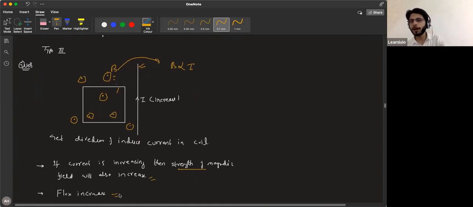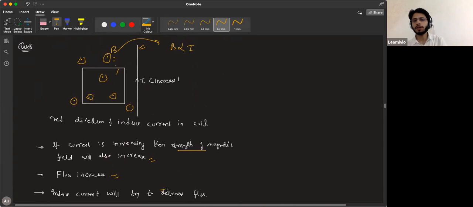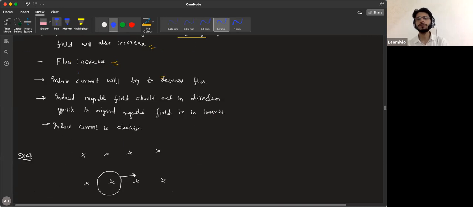The induced current will try to decrease flux. To decrease flux, the original magnetic field is outwards, so the induced magnetic field will be inwards. If the induced magnetic field is inwards, then direction of current is clockwise. This is the direction of induced current. If this current is decreasing, then the induced magnetic field will be outwards only and the direction of current will be anti-clockwise. This is type 3 question.